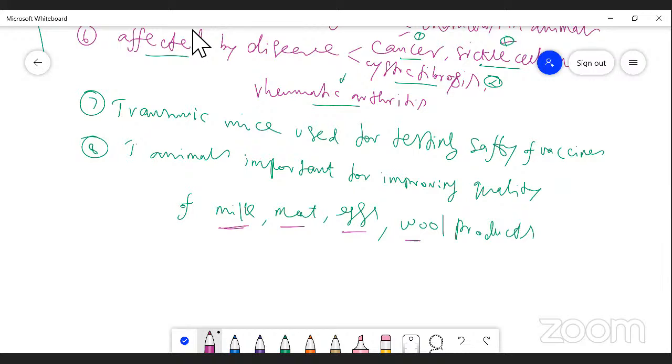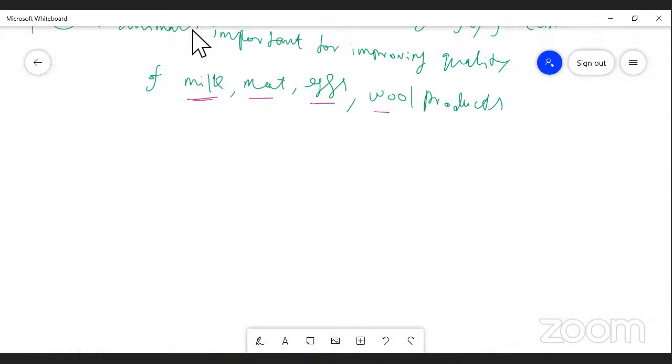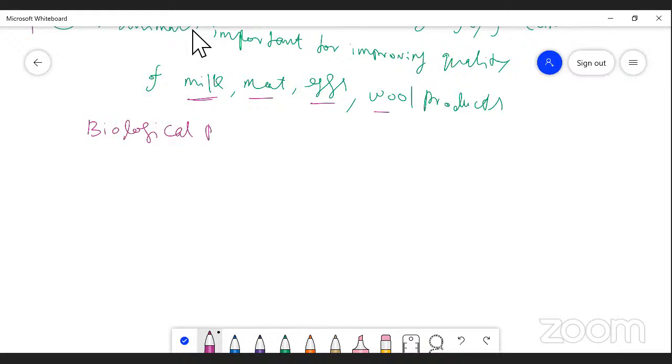Next we go for biological products and their uses. What is meant by biological product? What are the uses of biological products? First, we study what is called a biological product.